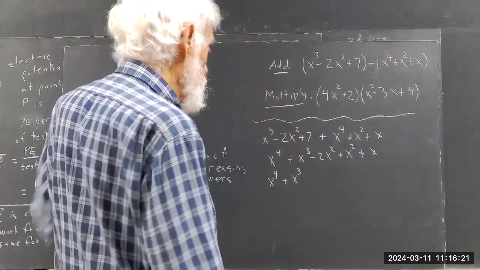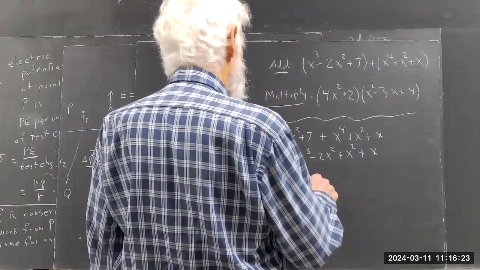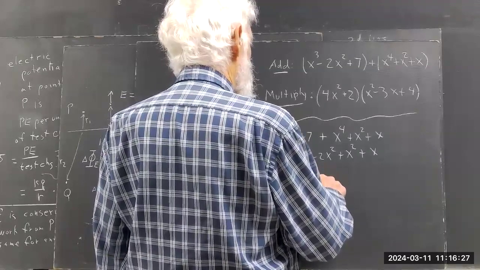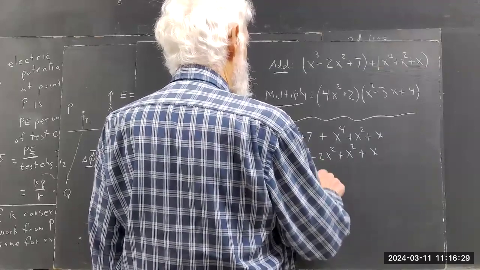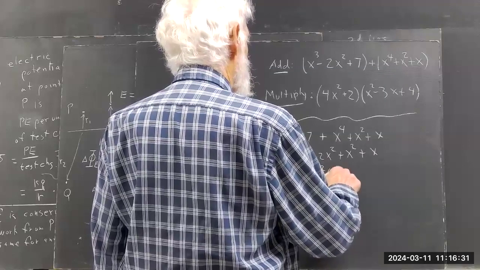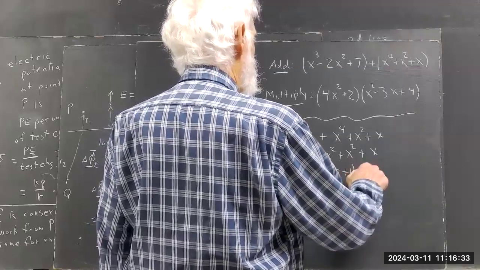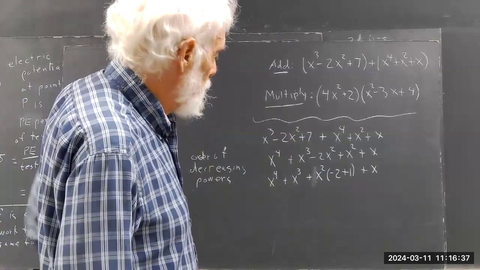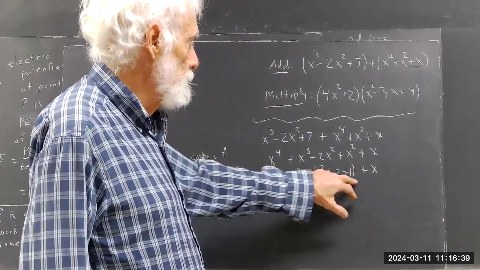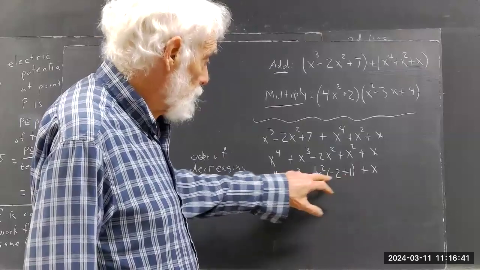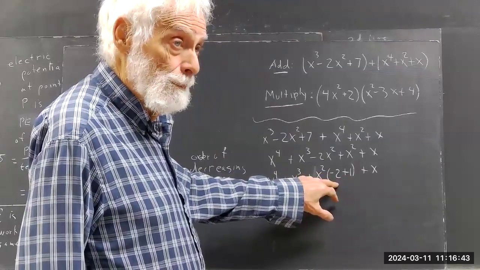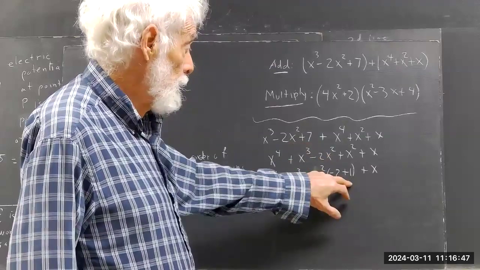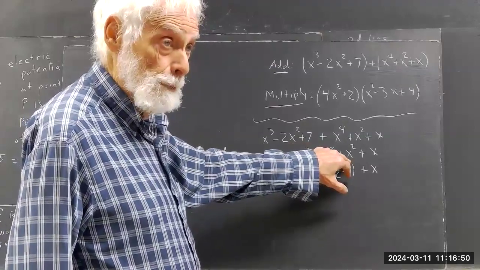Now, you can do that, but I'm going to do it like this. I'm going to say this is plus x squared times negative 2 plus 1. Because if I multiply x squared by negative 2 plus 1, that means I multiply x squared by negative 2, which gives me the negative 2x squared. And I multiply the x squared by the 1, which gives me the x squared.